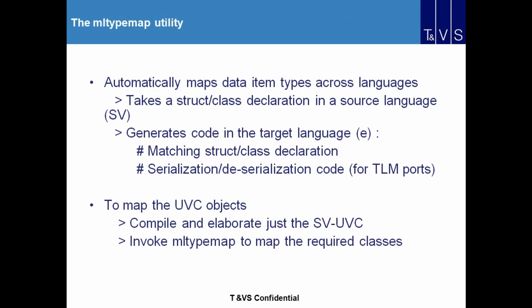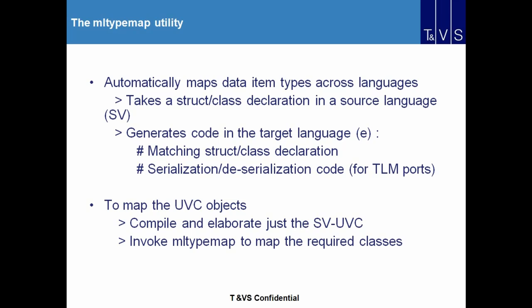Now let's talk about the multi-language type map utility. It automatically maps the data items across the languages, whether from E to SV or SV to E. It takes a struct or class declaration in the source language, either SV or E, and generates the code in the target language, E or SV, vice versa. Both ways are possible. So it matches the struct and class declarations. It serializes and deserializes the code for TLM ports.